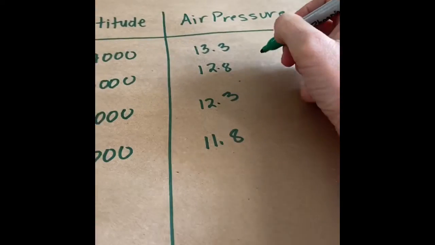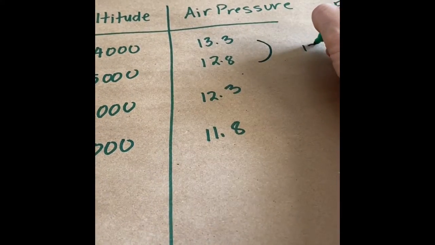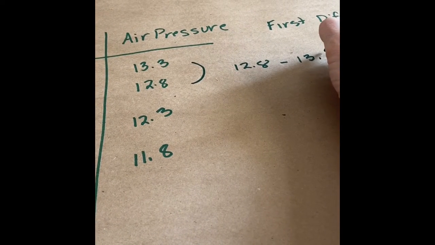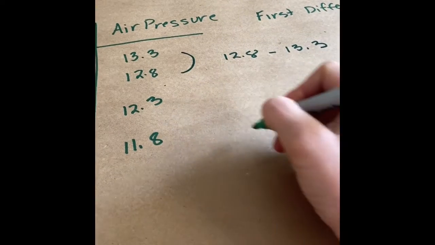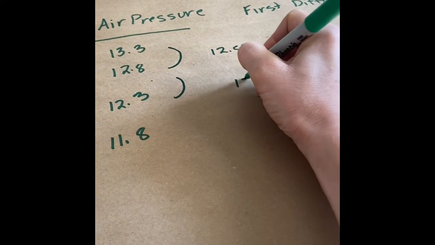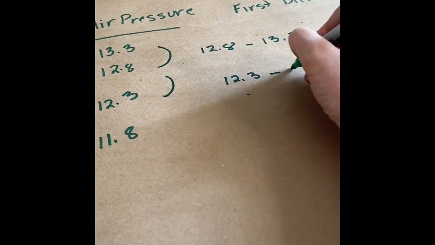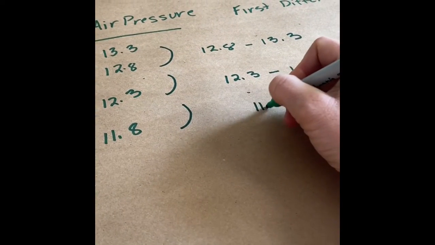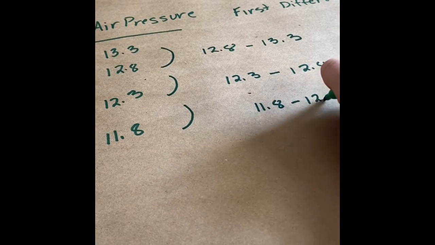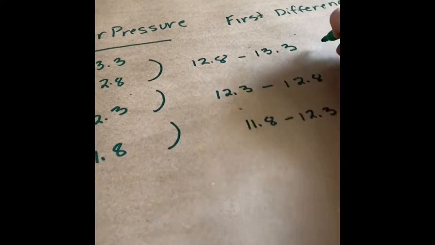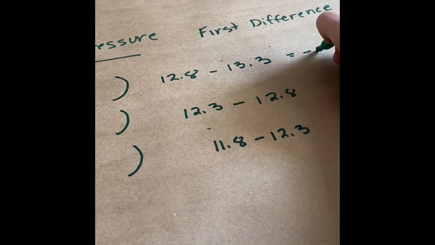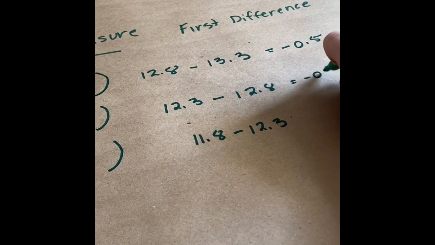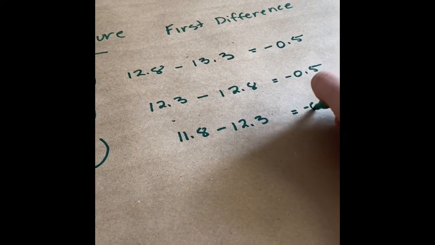What you need to do is you need to subtract. You need to go 12.8 minus 13.3, and you need to do 12.3 minus 12.8 and 11.8 minus 12.3. And when I do that, each time I get negative 0.5. Negative 0.5, negative 0.5.